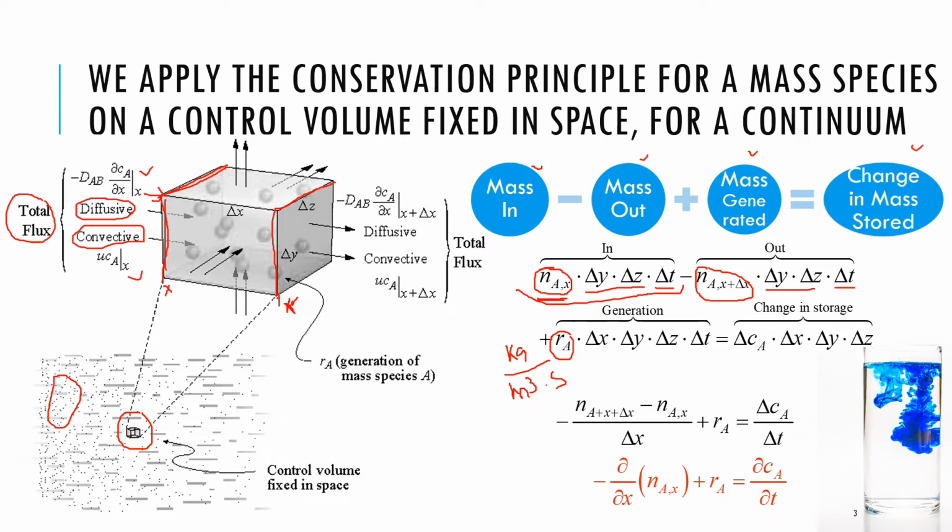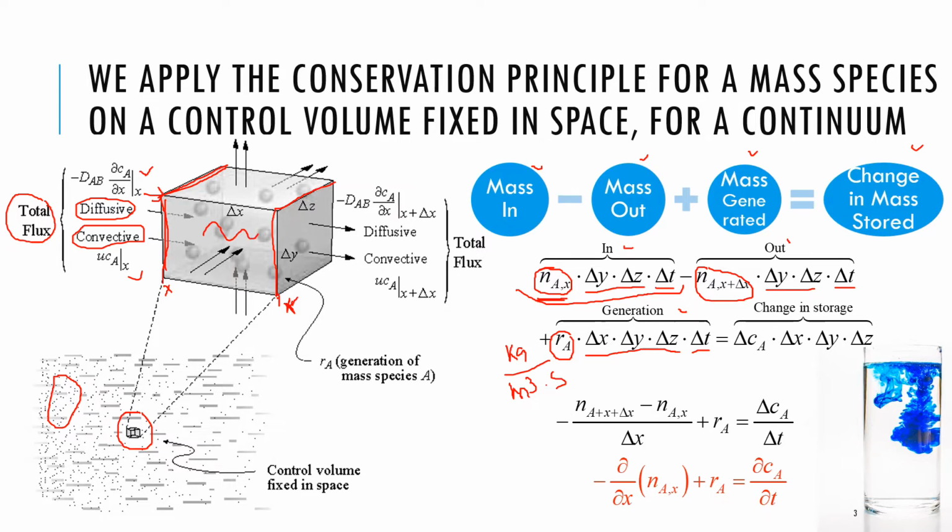So if RA is measured in kilograms per meter cube per second, then the amount of generation in the entire control volume, that's delta X, delta Y, delta Z, over time delta T, is going to be the kilograms that is generated. Now this in, out, and generation, the net effect of that is going to be the change in the storage in this control volume.